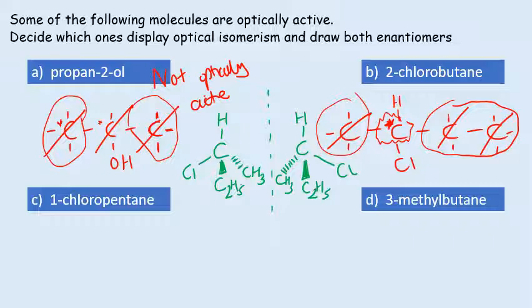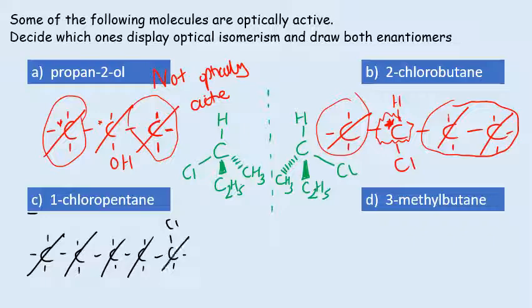Okay, moving on. 1-chloropentane. 1, 2, 3, 4, 5. 1-chloro. I won't draw the hydrogens on. Here we go. And I'm already thinking quite quickly ahead. CH3 can't be chiral, CH2 can't be chiral, CH2 can't be chiral, CH2 can't be chiral, and CH2 can't be chiral. So it was pretty quick and easy to recognize that there are no chiral carbons here. So 1-chloropentane is not optically active because it doesn't have a chiral carbon.